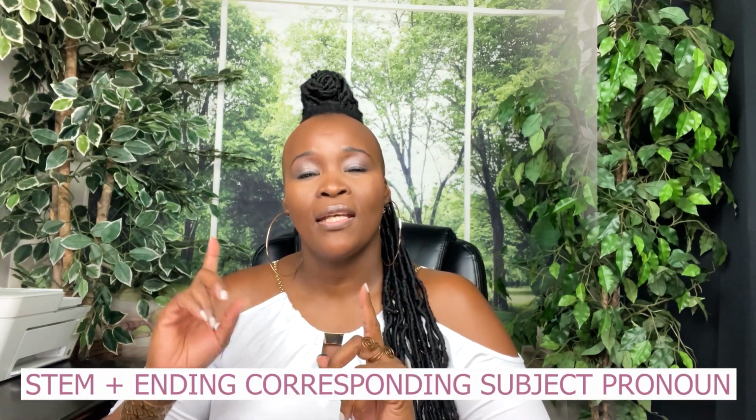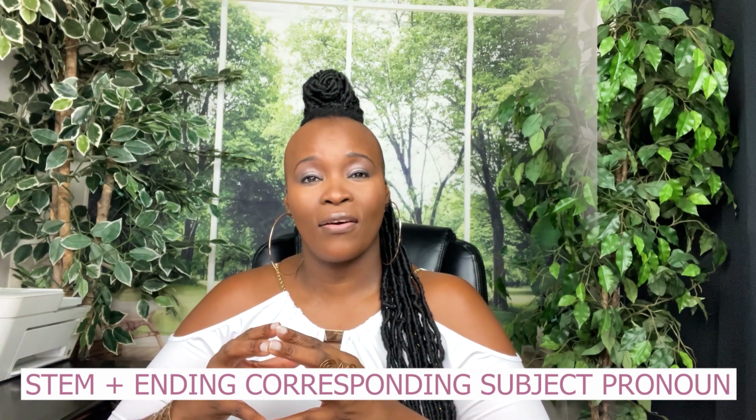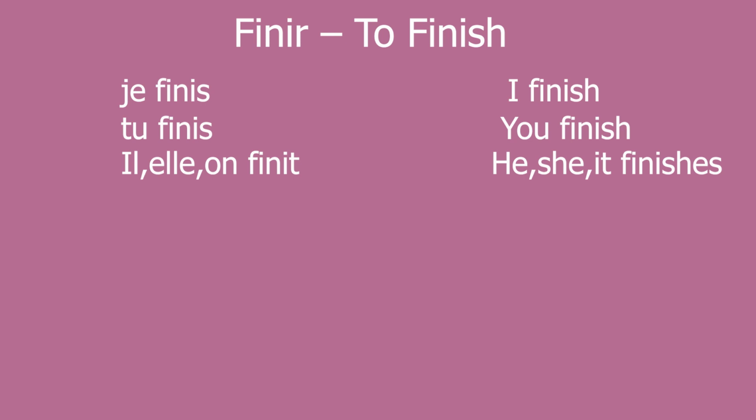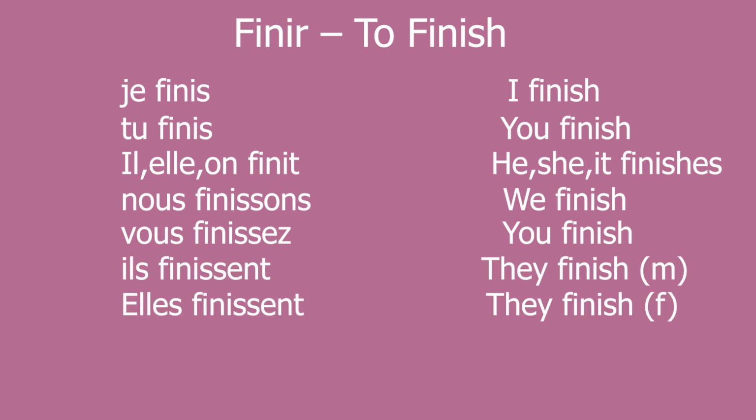Verbs in the second group are also called second conjugation verbs. So you will drop the IR, and add the corresponding subject pronoun ending to the stem of the verb. So to begin, we have je finis, tu finis, il, elle, on finit, nous finissons, vous finissez, ils or elles finissent.